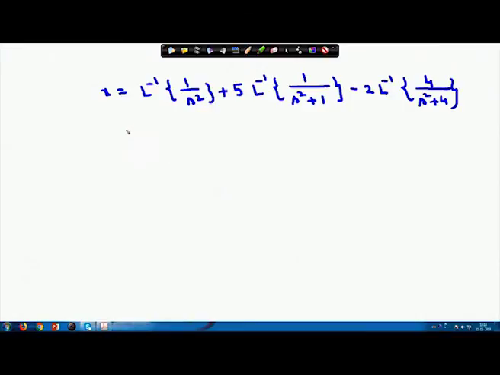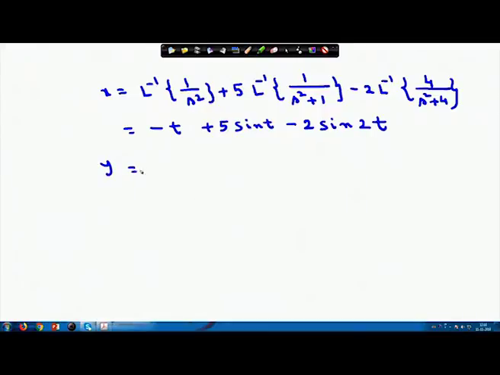And I know all these things. Laplace inverse of 1 by s square is minus t, 5 into 1 by s square plus 1 will be sin t, minus 2 into, here a is 2, so a square by s square plus a square. Sorry, this is 4 by s square plus 4. So, this will be twice sin 2t. And once I get this, I have x as a function of t.